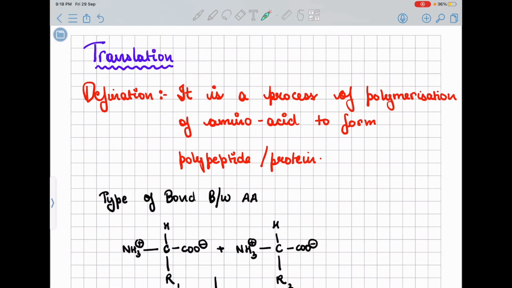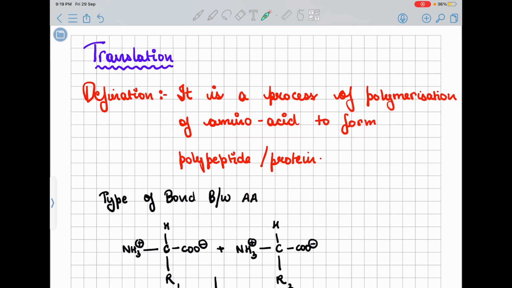Before talking about the definition of translation, let's recall what is central dogma. In my previous video, I have told that information that is coded in DNA is first converted into mRNA, and then mRNA is translated into protein or a polypeptide. So what is translation? Translation is the process of converting language of nucleic acid into language of amino acid. The proper definition, which is given in your NCERT, states that it is a process of polymerization of amino acid to form a protein, right?